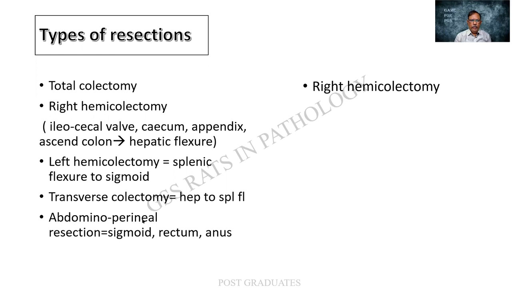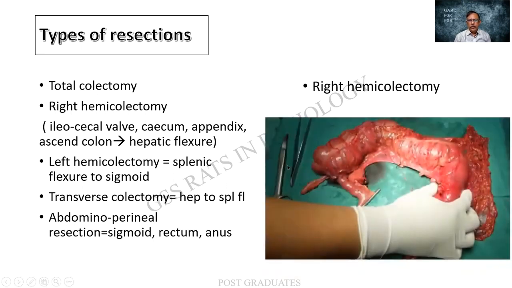And abdominoperineal resection, which will include the sigmoid, rectum, and the anus. So these are the types of resections that you will have to remember. When it is going to be perineal, it will be sigmoid, rectum, and the anus. And this is a specimen of the right hemicolectomy, which could be identified by the ileocecal junction, the appendix, etc. And this is the mesenteric pad of fat or the omental pad of fat.